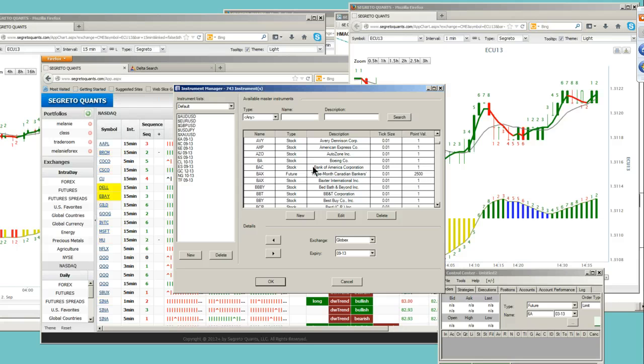I was looking for Bank of America. Yeah, BAC. Just put it in your default list by clicking the arrows.